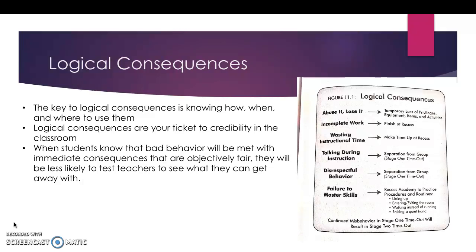On the right, you'll see a little graph, and I pulled this off, I think it was like page 100 and something. I don't really remember, but I thought it was really useful. So this is just an example of a few things that students are doing and then the logical consequence for it. So logical consequences need to be fair and they need to be immediate to be most effective.